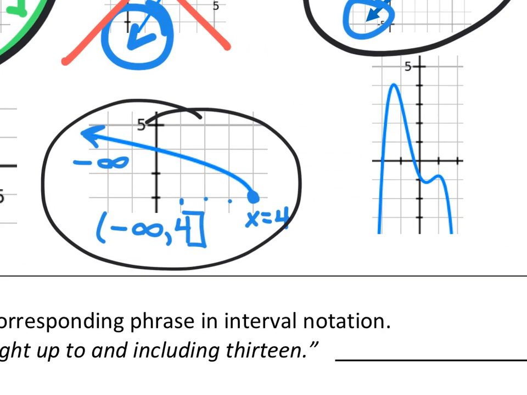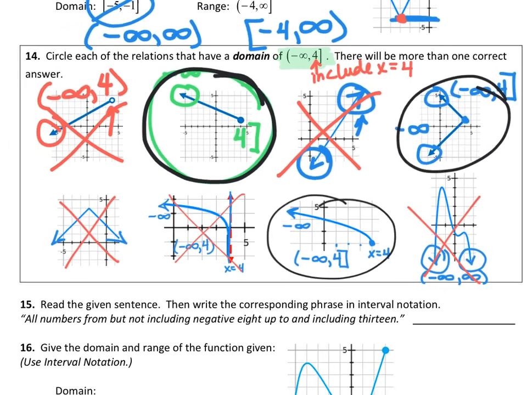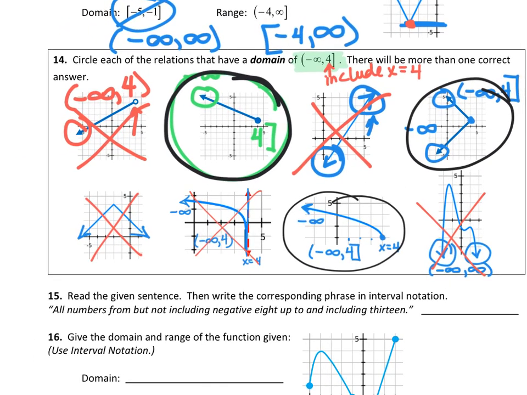And in this last graph, again, even though it's going very quickly down, it's also going somewhat to the left and somewhat to the right forever. So the domain is negative infinity to positive infinity, and therefore this is not one of our answers. So to recap, you've got 3 graphs that fit the criteria, and those would be the second graph, the fourth graph, and the 7th graph, those 3 graphs.